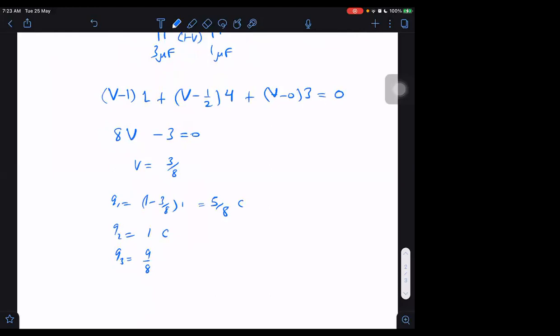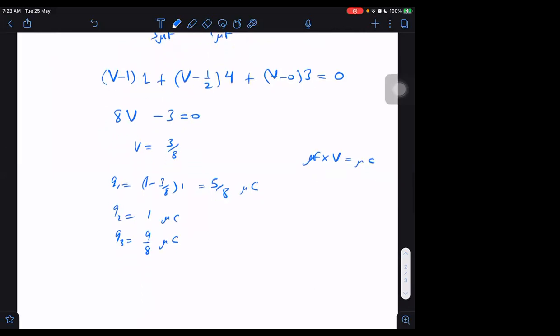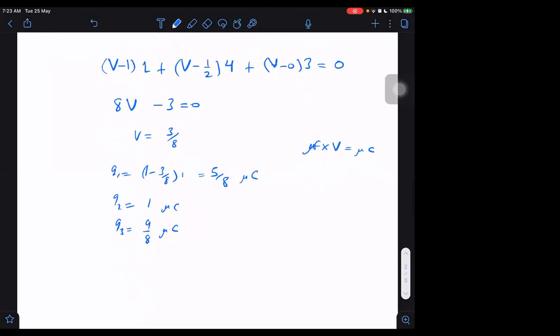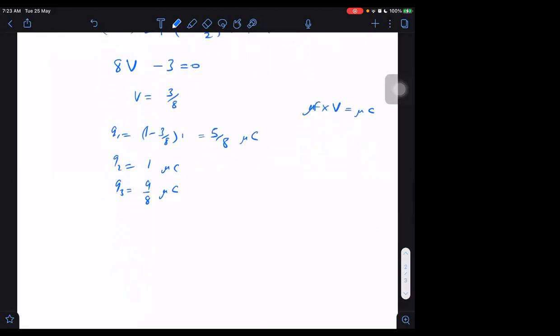The units are microcoulomb, because it was microfarad times voltage, C into V, which will become microcoulomb. So this is the answer. Now you can see the answers once. What are the answers given?